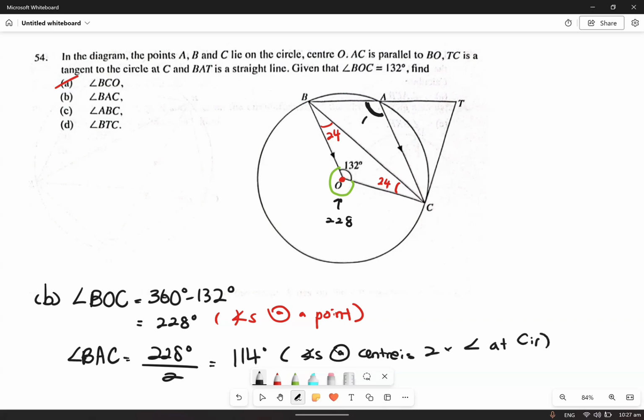So this is 114 degrees. I think there's a better way to name it other than BOC, because it's already BOC. BOC is the outside, or you mean the inside? You just have to say reflex BOC. Reflex BOC. Make sense? Because BOC, I understand, is inside. I see your concern. Very good. So that's basically how you would do this question.